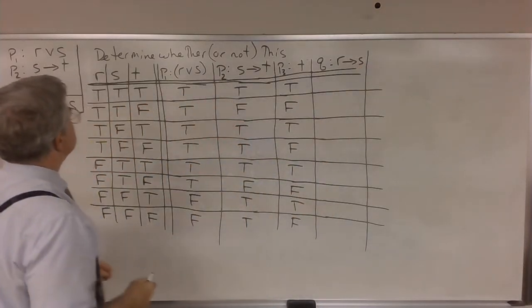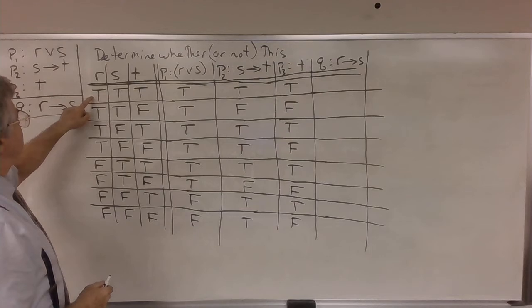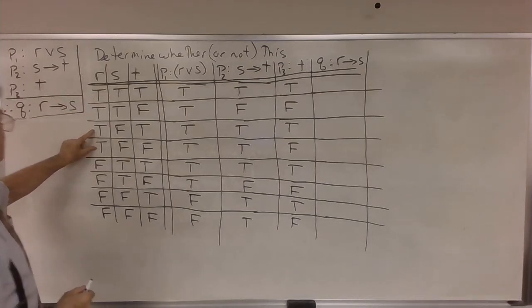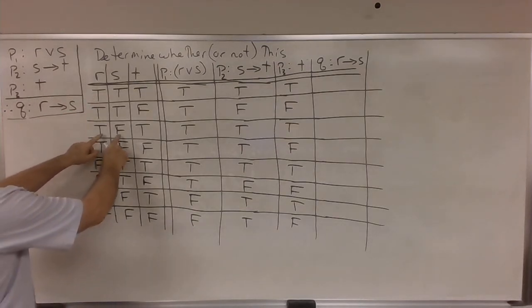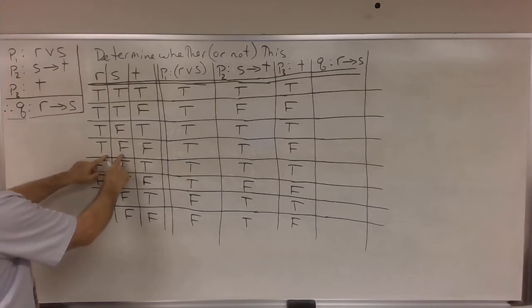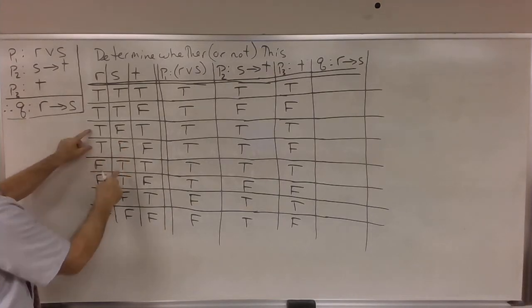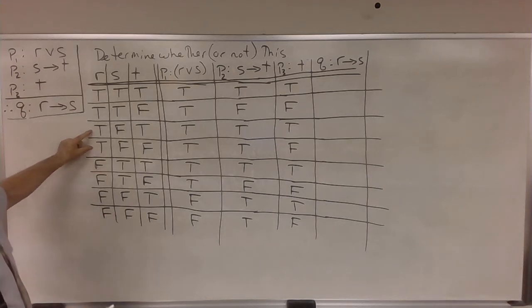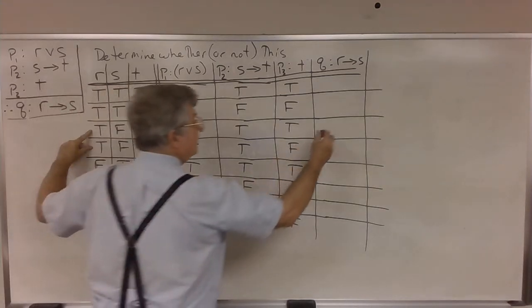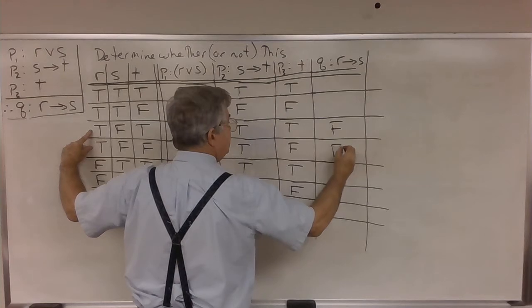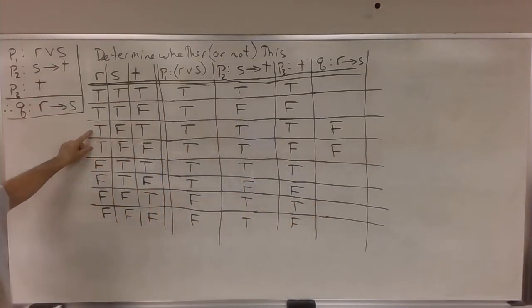Does that ever happen? Let's see, R true and S false right here. R true, S false, R true, S false. These are the only two times when it happens. So we put false here and here. Every other place that statement is true.